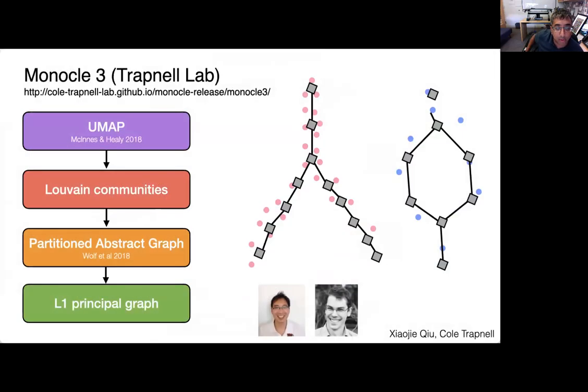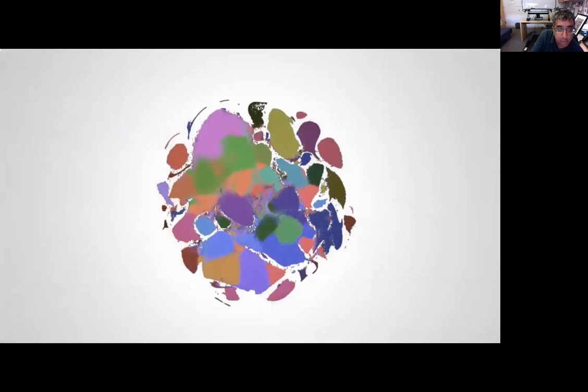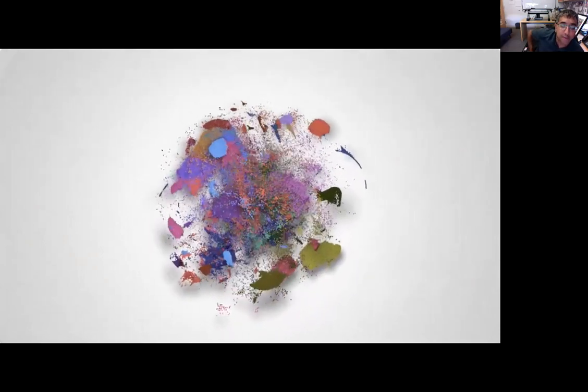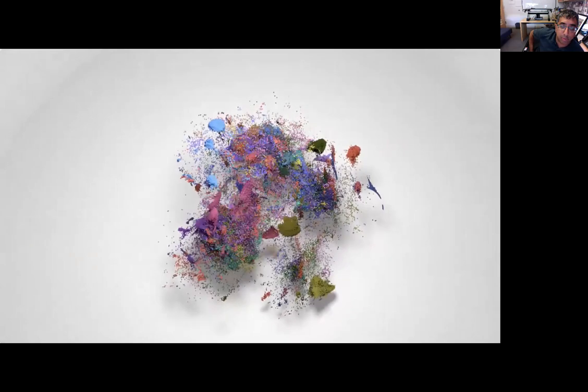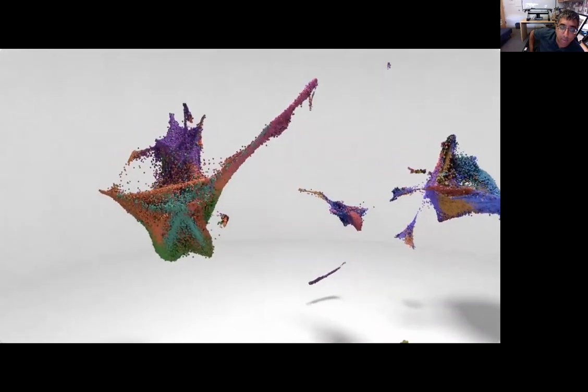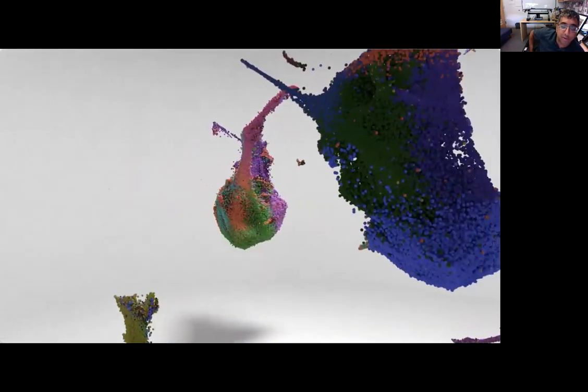So concurrent with us trying to work through the data, Cole's group and Xiaoji Q, shown there, developed this updated version of his Monocle package called Monocle 3 that did a lot of different things. But one of those things was to take advantage of this new UMAP algorithm from McInnes and Healy. And so in this next slide, we're looking at the same 2 million cells, but I'm just going to play a video that Cole made of transforming that data set. So the same 2 million cells, but just moving all the cells into 3 dimensions and now analyzed with Monocle 3.